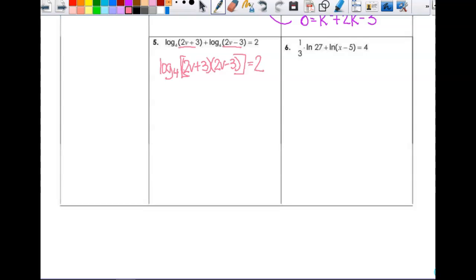That is a special case that is called what? Come on, it came up a few times the other day. Y'all know this. Difference of squares. If you have these 2 things that are the same, one plus and one minus, it's just a difference of squares. So I'm going to have a log base 4. That means I square the first one, which gives me 4v squared, minus the square of the second one, which is 9. And that's equal to 2.